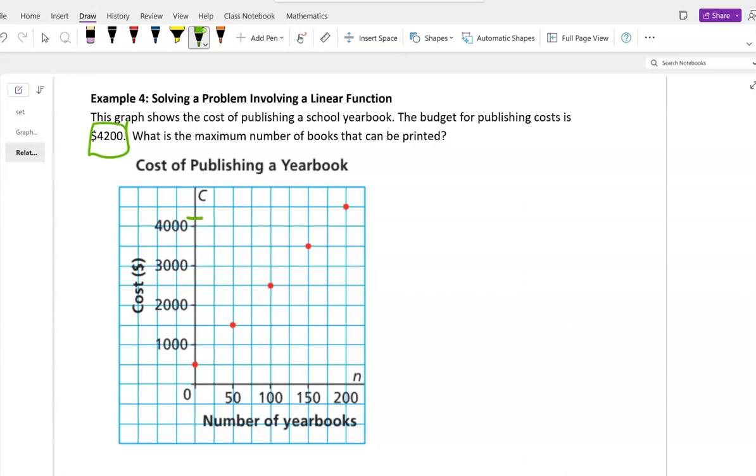Now, should I connect this? Hopefully you say no, because I can't have partial yearbooks. But I'm going to leave it connected just for this question, and then I'll erase it.